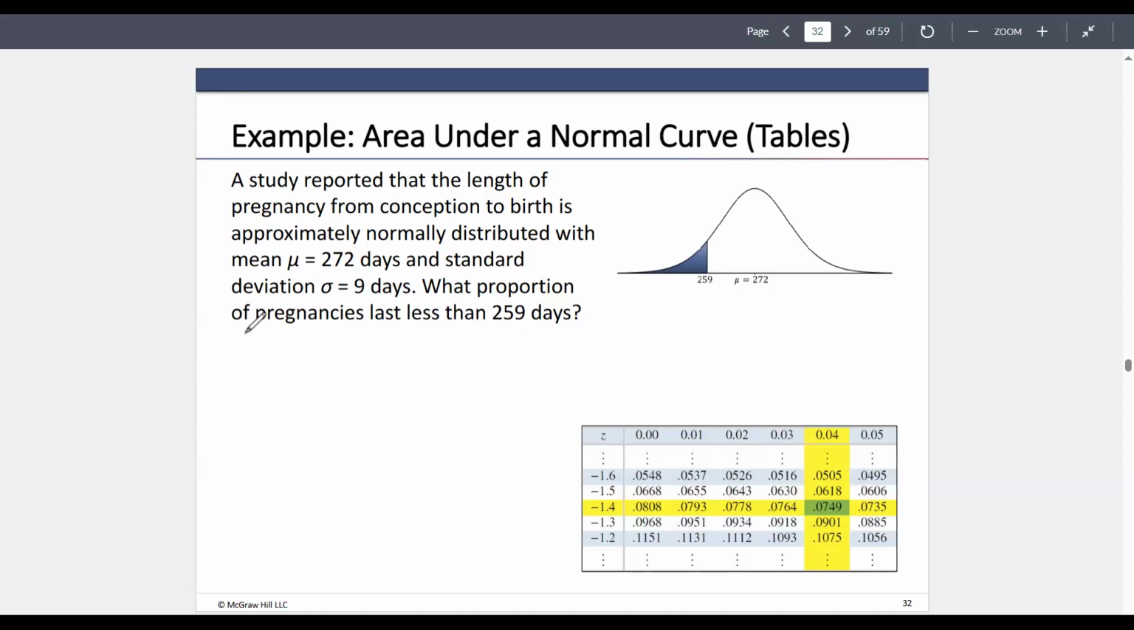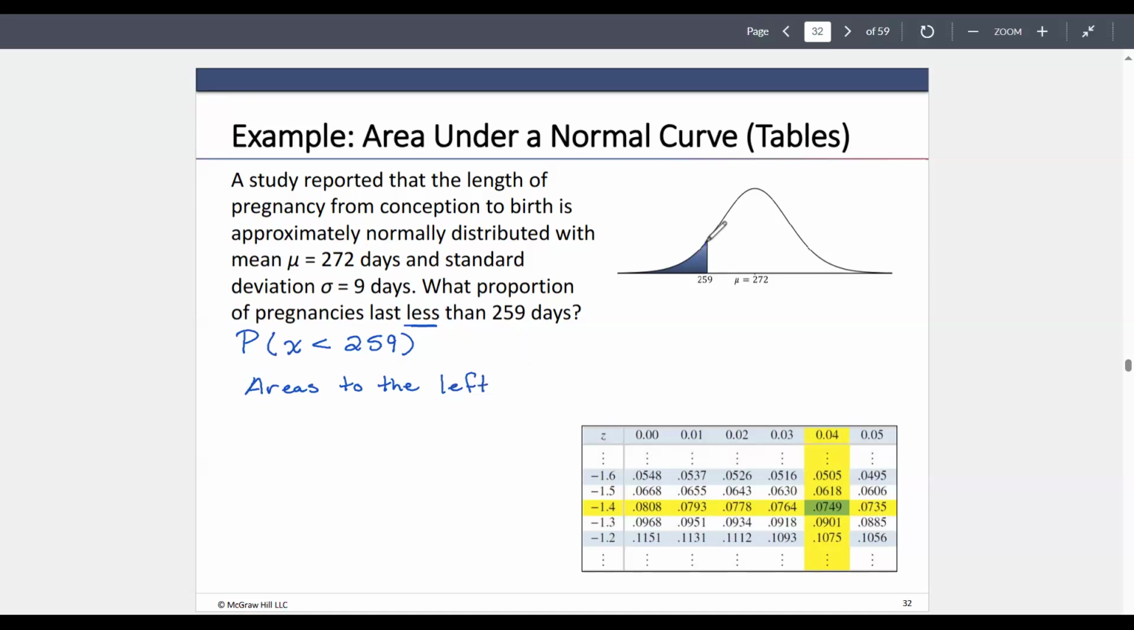259 days? So we are asked, what is the probability that X, which represents days of pregnancy, if I randomly grab somebody and record the length of their pregnancy, would be less than 259 days? Anytime you talk about less than, this is going to be area to the left.